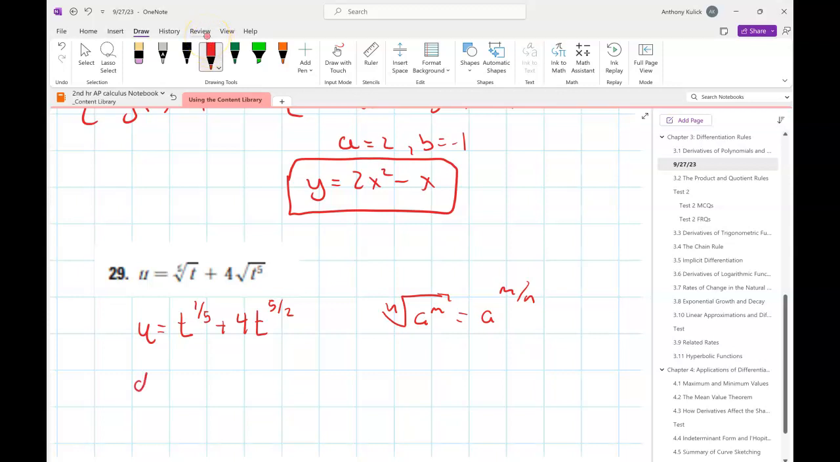So now if I do this, I'd say du dt, where u prime would be fine also, is 1/5 u to the negative 4/5 plus 4 times 5/2 t to the 3/2.